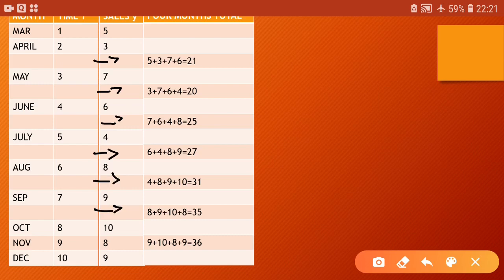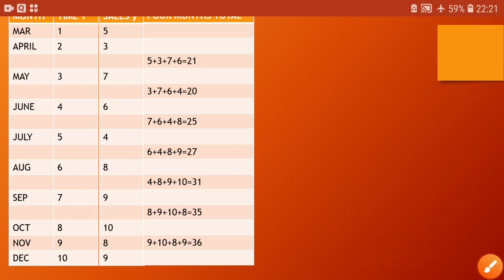Between September and October, 2 up that is 8 and 9 and 2 down that is 10 and 8. So it's 35. Here it's between this October and November, 2 up, 9 plus 10 and 2 down. After this 4 months total, what you will be doing?